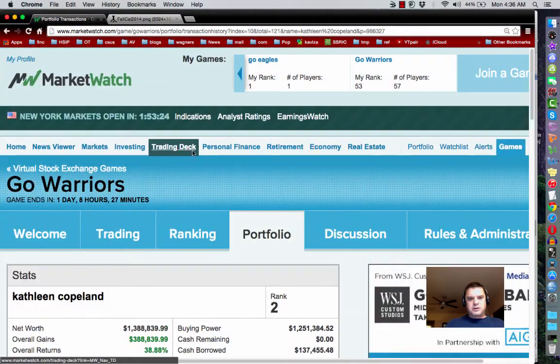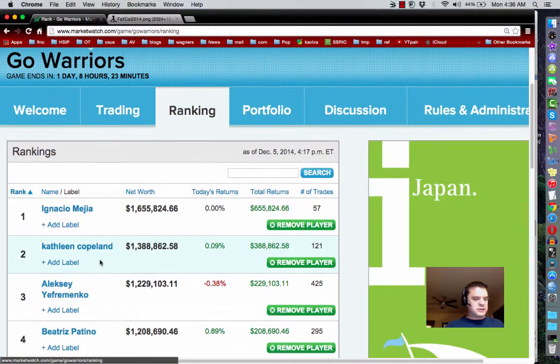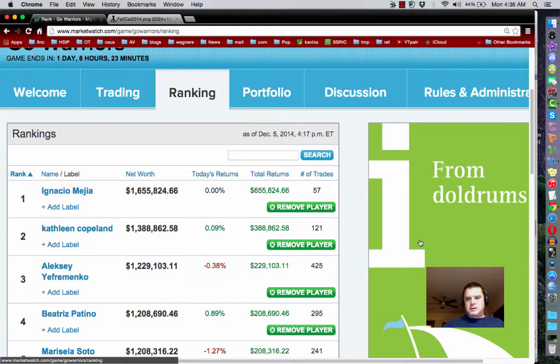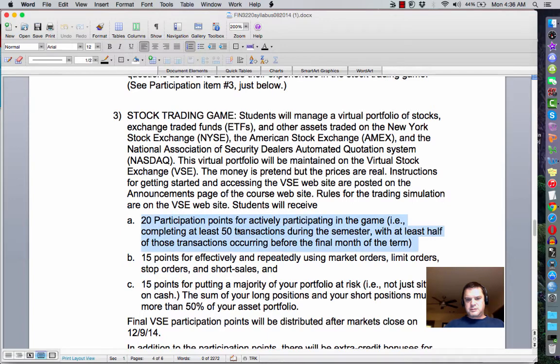What I would do is go to the virtual stock exchange, click on ranking, and go through this list one at a time. So first I'm looking for active participation. The syllabus said at least 50 transactions. If you have less than 50 transactions, then out of those 20 available participation points, I'm going to multiply the tens digit times 2, basically. So there's a pretty big hit if you have less than 50 transactions.